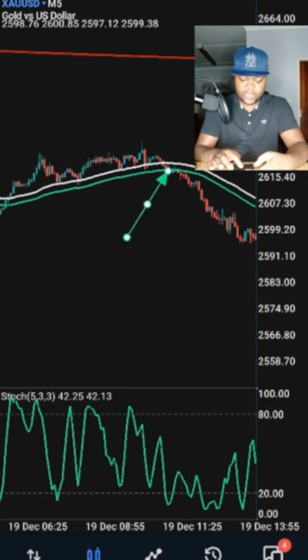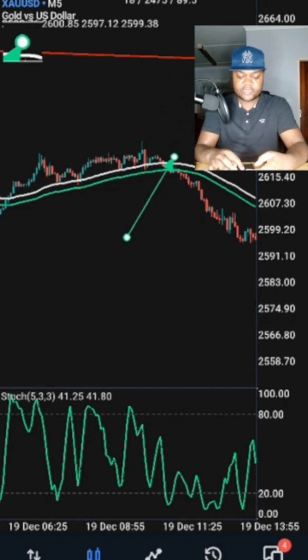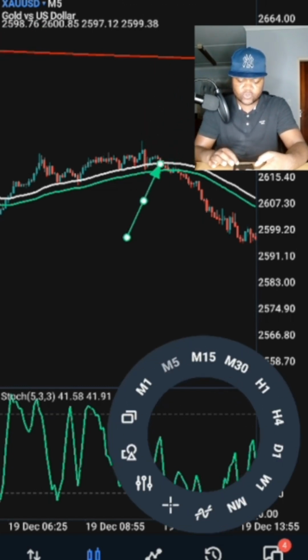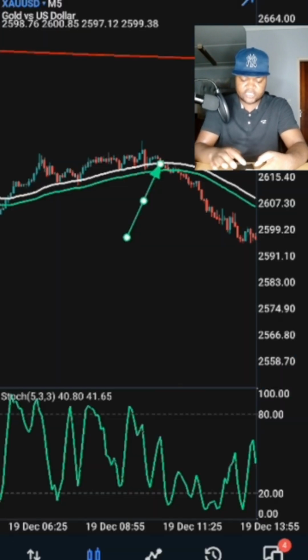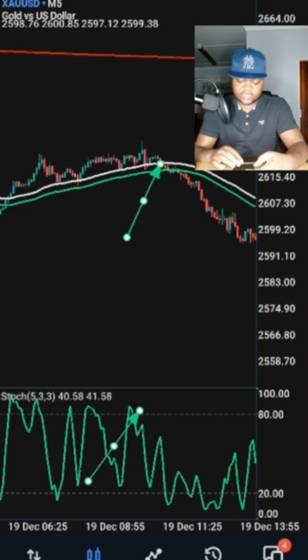Okay, one, price is below the red line, which is our trend filter. So when price is below, it's indicating that we are bearish, we're in a downtrend, price is moving down. Then you're going to go to your indicator window and check your stochastic. On your stochastic, what is taking place? We can see that the stochastic has reached the 80 level and is now crossing the 80 level.